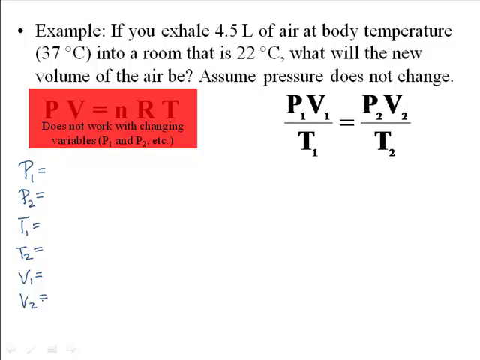In this question it says assume the pressure doesn't change, and it doesn't give me any value for pressure. So I'm not going to worry about pressure, and you'll see why in a minute. It does tell me though that initially the volume of the gas is 4.5 liters, and it's asking me to find what the new volume will be. That's V2. My initial temperature is 37 degrees Celsius, and my final temperature is 22 degrees Celsius.